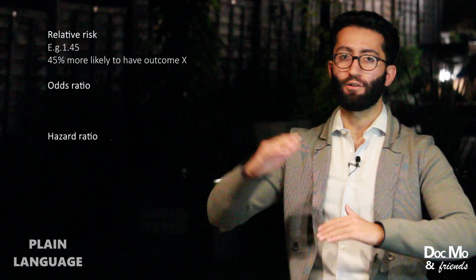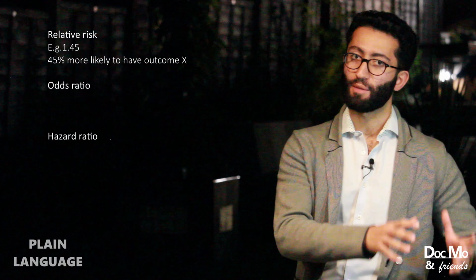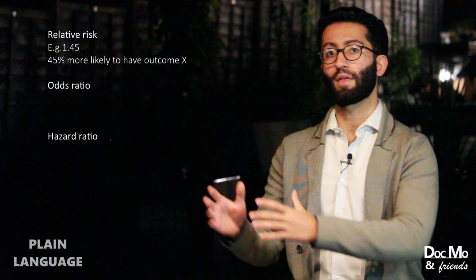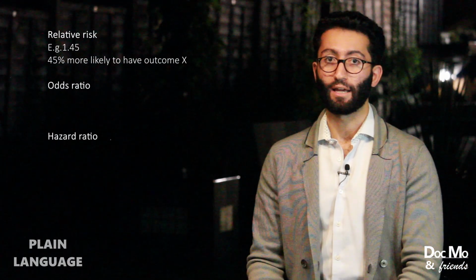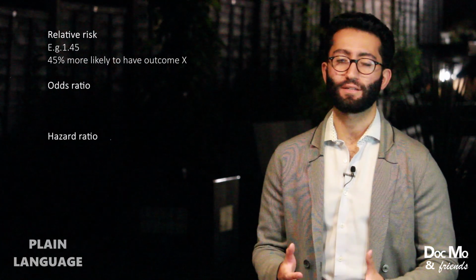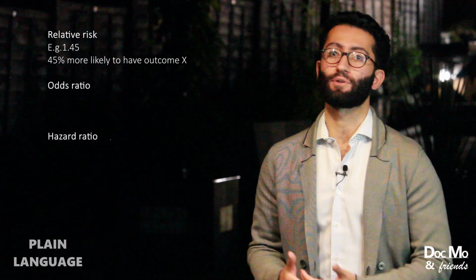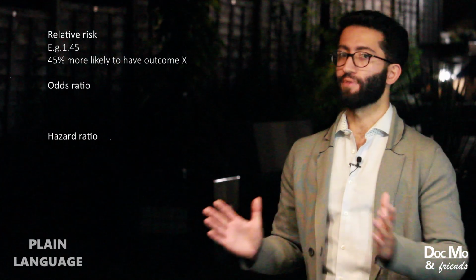Because the relative risk is higher, it's just easier at that point to swap from the percentage to the number of times more likely. So just use common sense when you're interpreting the statistic to convert it into a plain language summary. Okay, now let's do odds ratio.